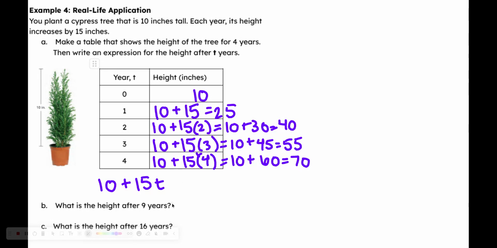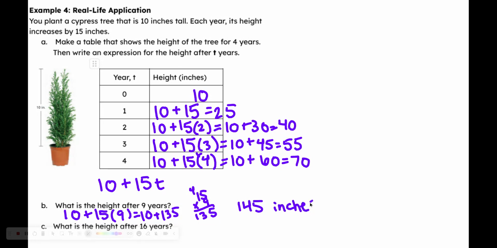So after 9 years, I'm going to plug in that same thing. I'm going to write it as 10 plus 15 times 9. So I'm going to do 15 times 9, which is 135. So this is 10 plus 135, which is 145 inches. And then I'm going to do the same thing on this next one.